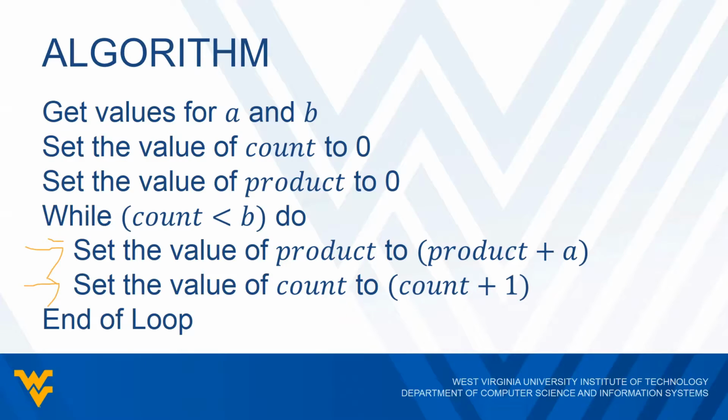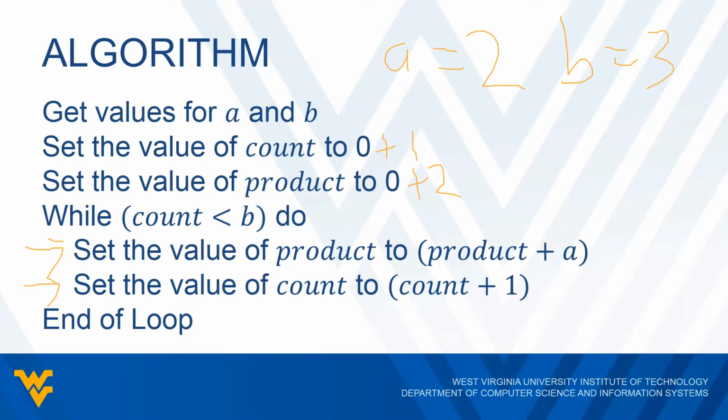So for example, let's say a is 2, and let's say b is 3. Obviously 2 times 3 is going to be 6, but let's follow this algorithm to actually see that happen. So count and product are going to be 0. So 0 is less than b, so our while condition is true. So we're going to take our product and add 2 to it. Just for our purposes here, I'm going to say plus 2 for the value of product, that's a little bit easier for me. So we're going to add 2 to product, and then we're going to add 1 to the value of our count. So now count is 1, product is 2.